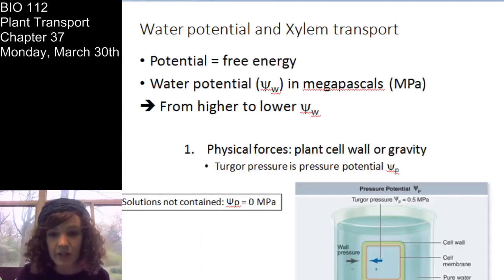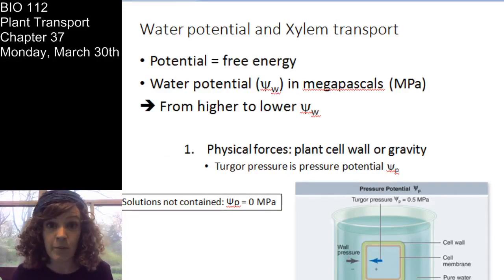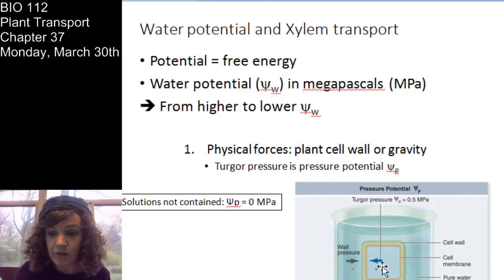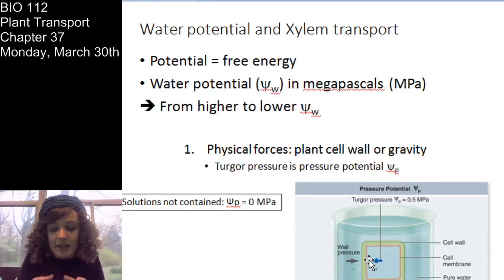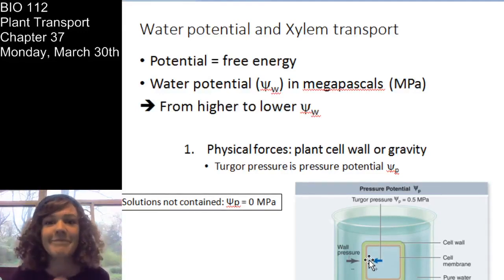So let's go back and talk about what each of those potentials mean. First, pressure potential. Pressure potential is turgor pressure. What is turgor pressure? Turgor pressure is basically the pressure exerted against the cell membrane. What's happening is water has filled the cell, and the cell is turgid. It's firm.